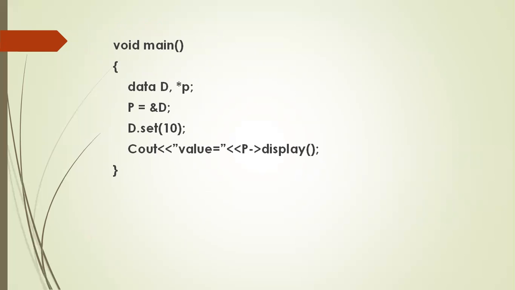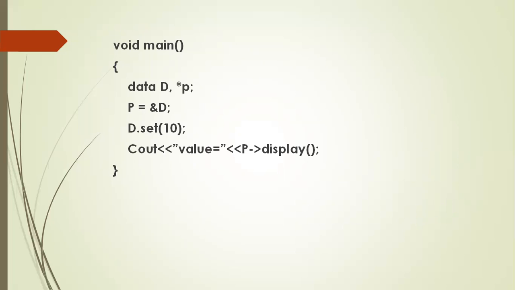What you do here? The address of the object d, you store it in p. This is a way of initializing the pointer to hold the address of the object. Generally a pointer is used to hold the address of a variable. But here you have declared p as a pointer to the object called d, which means p should now hold the address of d. So p equal to ampersand d.